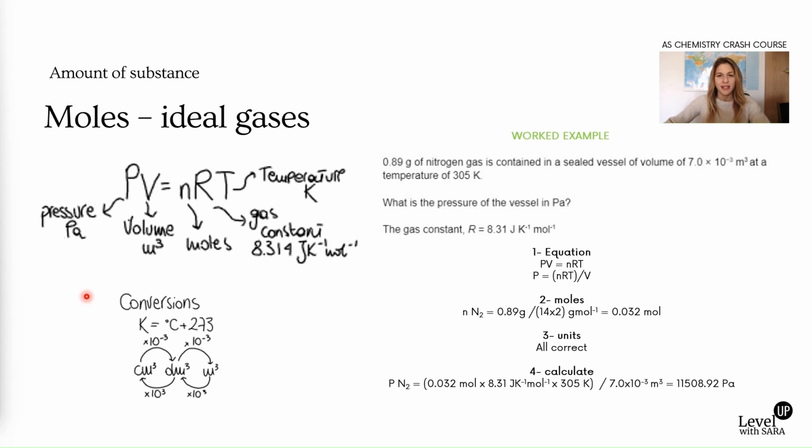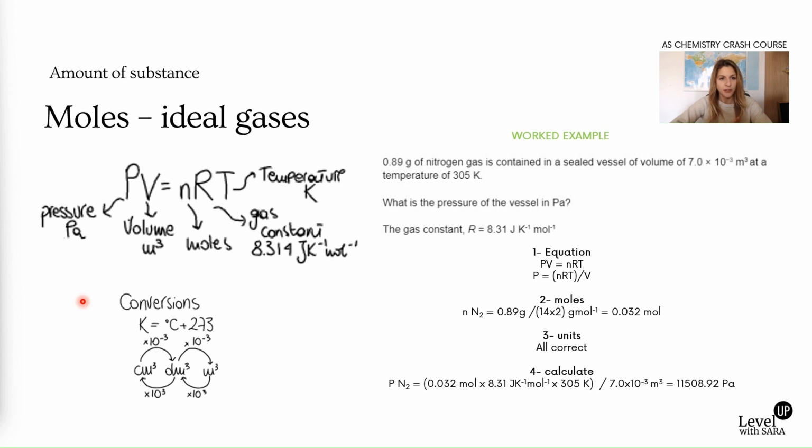We have one more equation to learn for gases, and this is called the ideal gas equation. So this relates pressure, volume, moles, gas constant, and temperature. So it has a nice sound to it. PV is equal to nRT. The tricky thing about this equation are the units.